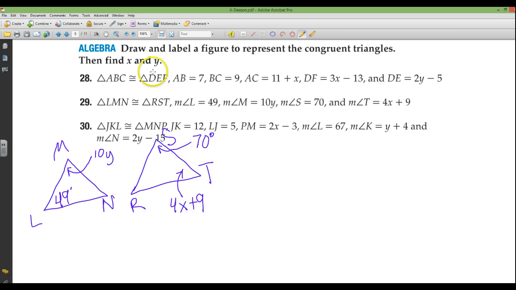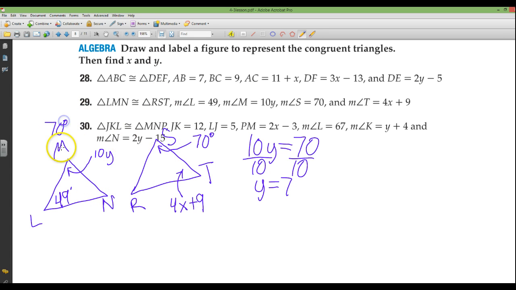So from here, I can set up some equations to solve for my variables. So I know that M is congruent to S, so I can set 10y equal to 70 and divide both sides by 10, and I get y is equal to 7. To find x, we need to know what N is equal to. So if M is equal to 70, so I've got 70 degrees for M, L is 49. If I add these two together and subtract from 180, I'll have the measure of angle N.